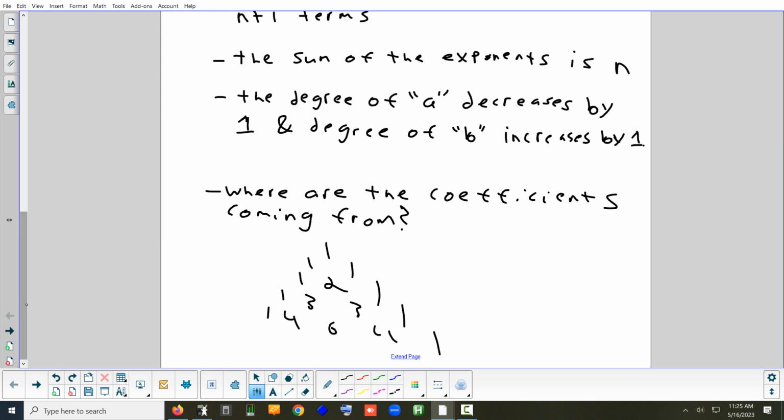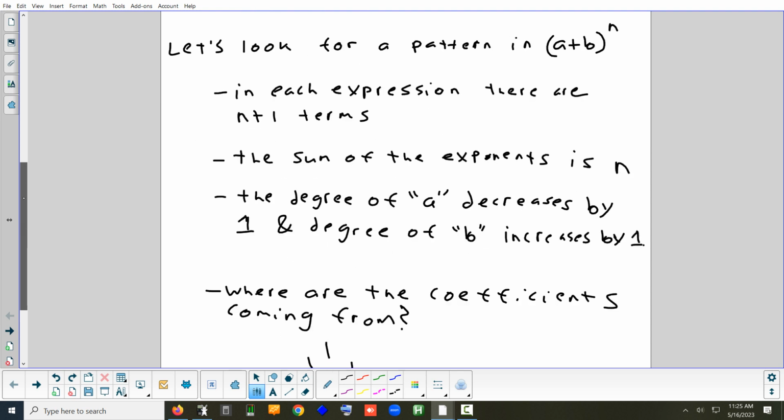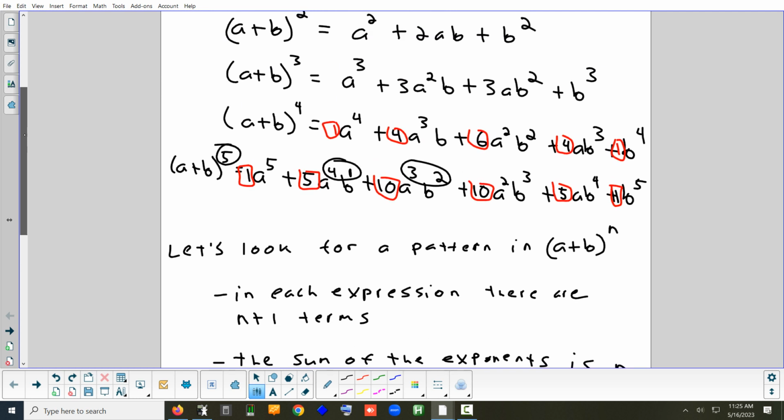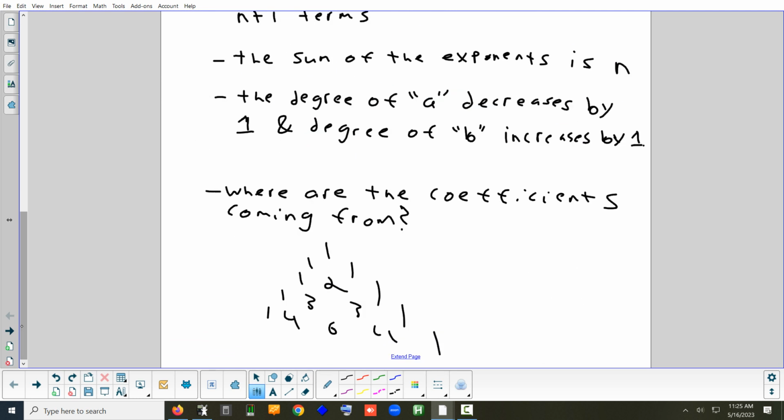Now, drawing a triangle is okay if you only had to do maybe up to the 7th or 8th power. But if you had to do A plus B to the 30th, that would require you to know row 30 in this triangle. And while you could figure it out or look it up, there's got to be a better way to get these numbers than getting them from the triangle. But for small values, up to like 5, 6, 7, it would be okay to use.